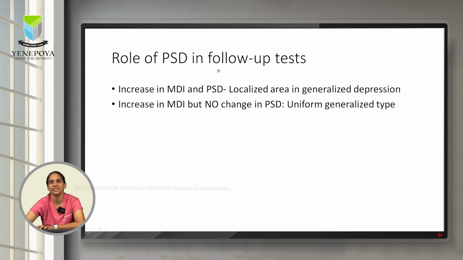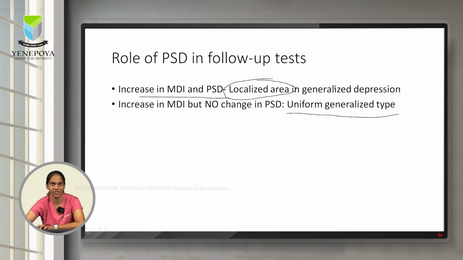So what is the role of PSD in follow-up tests? This is important. If there is an increase in MDI and PSD, that means in spite of the general depression, there is a localized area of depression also. If there is an increase in MDI but no change in PSD, then it is only a uniform generalized type.